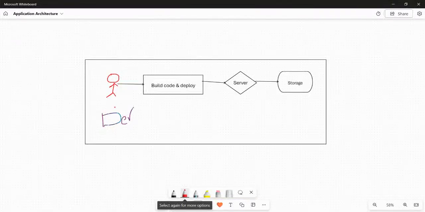Hello, today we are going to discuss the basics of application architecture on a high level.